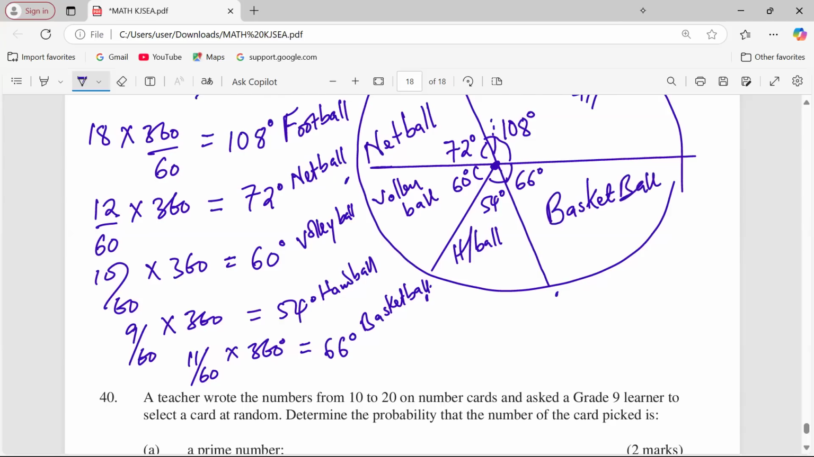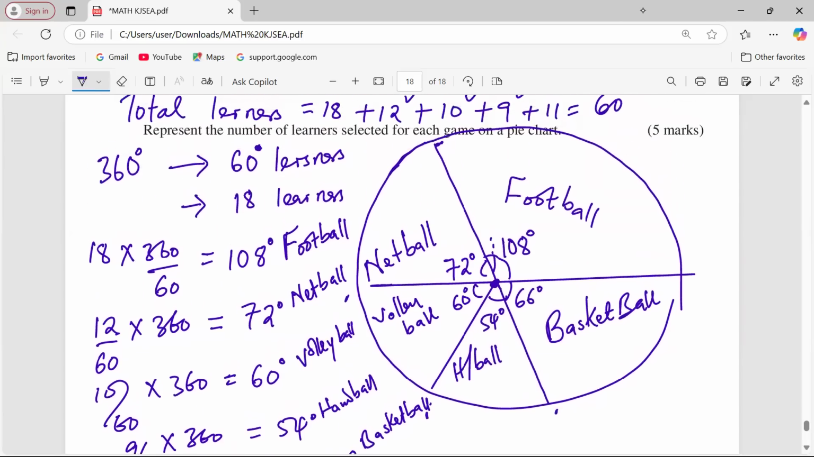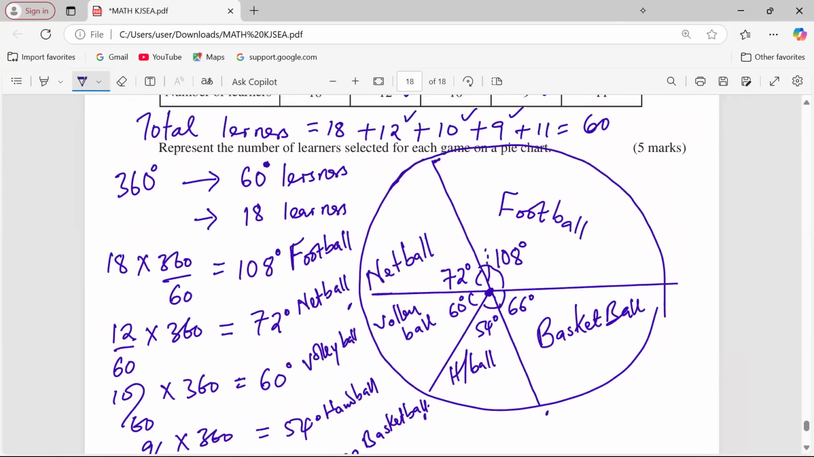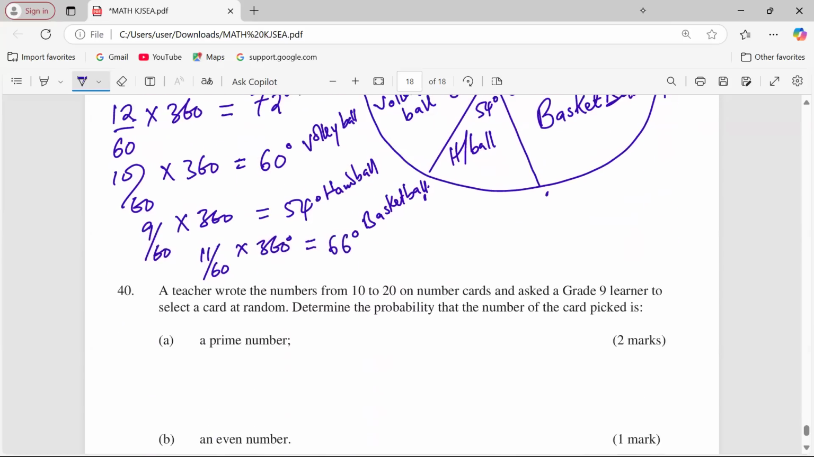So that is how the pie chart is supposed to be drawn. Remember to use the right tools to come up with the exact pie chart. Yeah, you just draw a circle of a reasonable radius, not a dictated radius, just a reasonable radius. Then you measure the angles accurately.